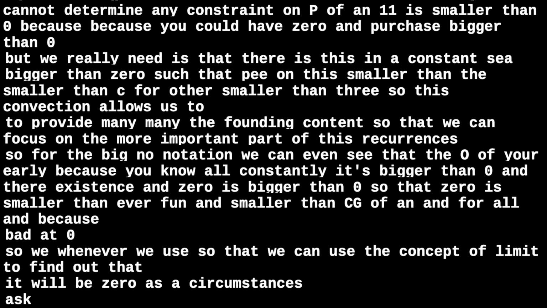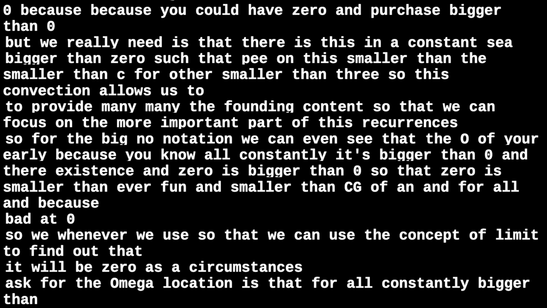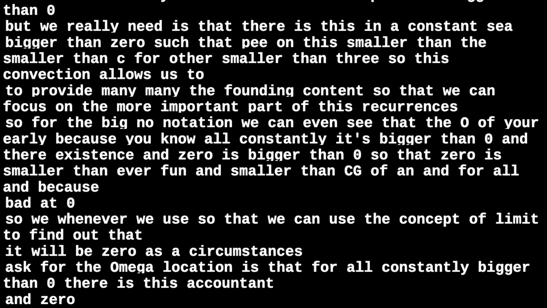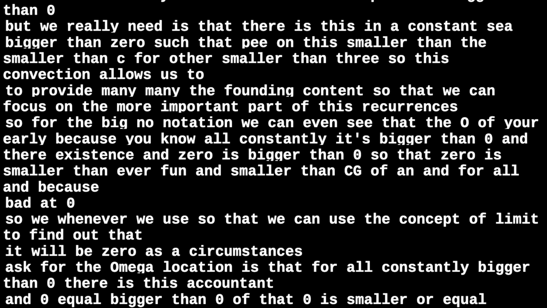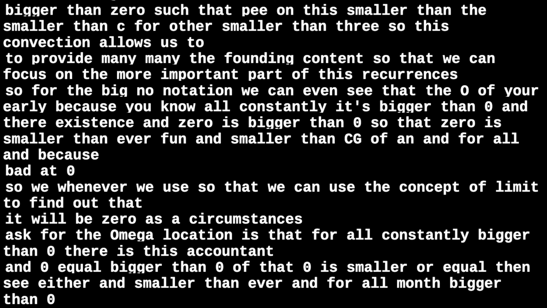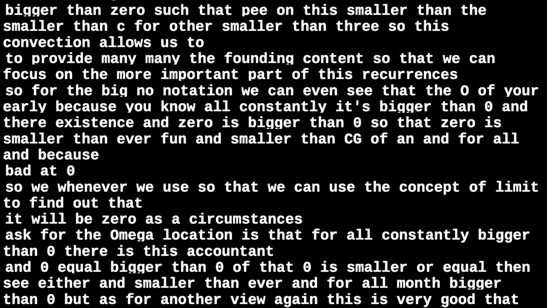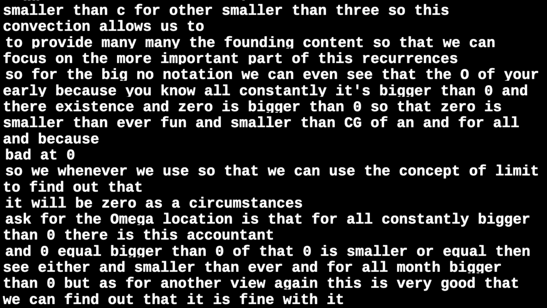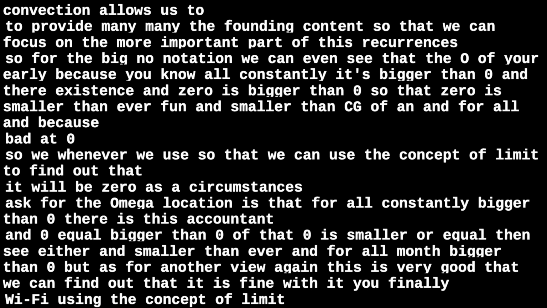As for the omega notation, it is that for all constants c bigger than 0, there exists a constant n0 bigger than or equal to 0, such that 0 is smaller than or equal to c g(n), and smaller than f(n), for all n bigger than n0. As for another view, again, it is very similar. We can find out that it is infinite to this by using the concept of limit.